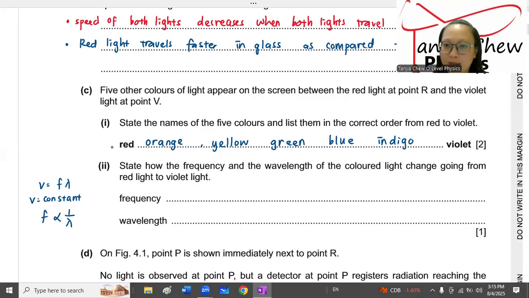Now I gotta let you know why red light is refracted a bit higher as compared to the violet, because the red light has the longest wavelength. The wavelength of the red light is between 600 nanometers to 800 nanometers. So that is why from red light to violet light, the wavelength decreases. I memorized the wavelength, so I have to fill in for the wavelength first. So when the wavelength decreases, what happened to the frequency? Frequency increases. Remember that. F is inversely proportional to wavelength.